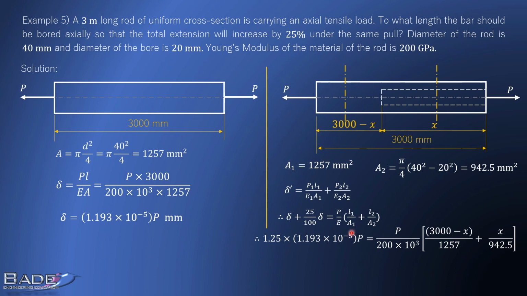Watch here, on the left hand side P, on the right side P. So divide this expression by P, and P will get cancelled. So there is only one unknown here, x. Be very careful in calculations and complete the calculations. We have found x as 2245 millimeters, but write the final answer in meters, 2.245 meters. So up to what length should the rod be bored? We have found out that answer, 2.245 meters.